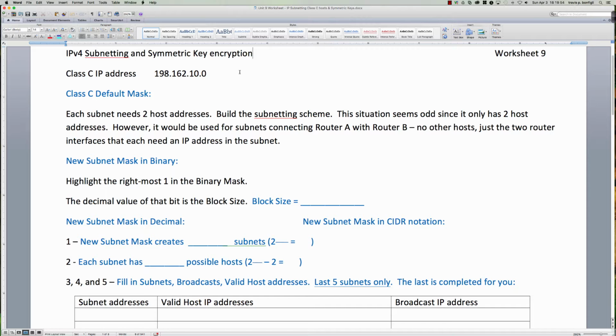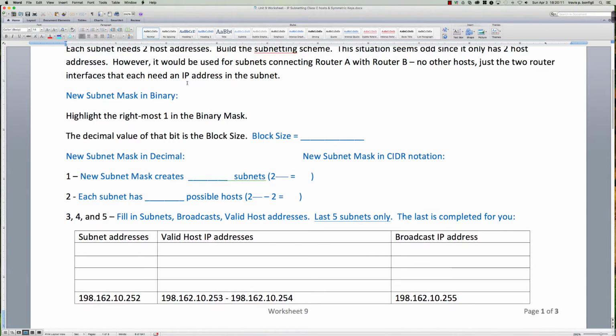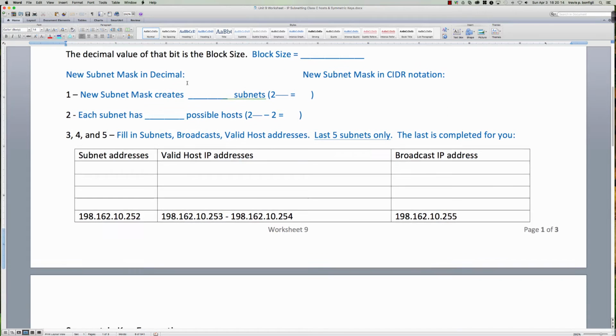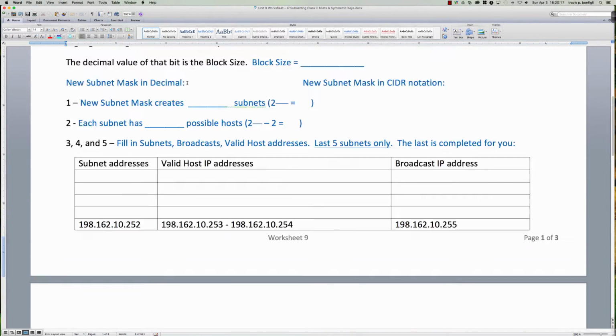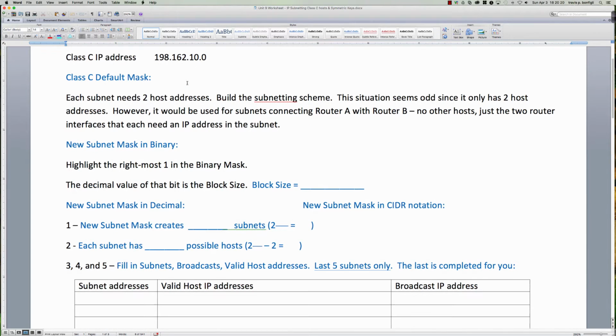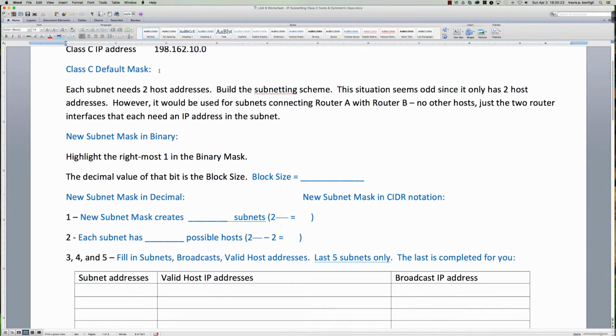All right, so let's first start with the low-hanging fruit, so to speak, which is going to be our IPv4 subnetting. As you can see here, we have a Class C IP address, 192.162, and I have a feeling that may be a typo. No, they are using 198.162. Okay, so we're going to stick with 198.162.10.0 and the Class C default mask. Well, we know that the Class C default mask is a /24, or 255.255.255.0 dotted decimal subnet mask.